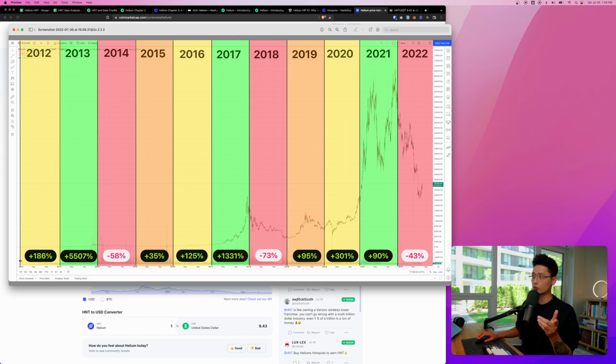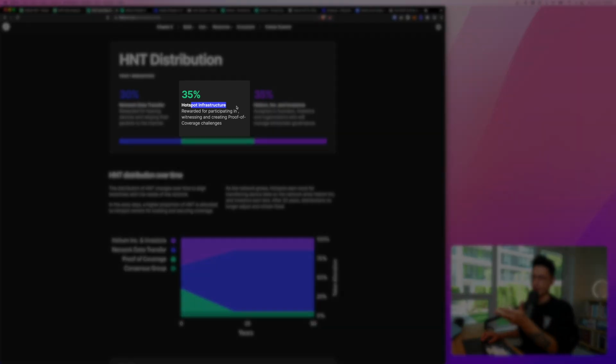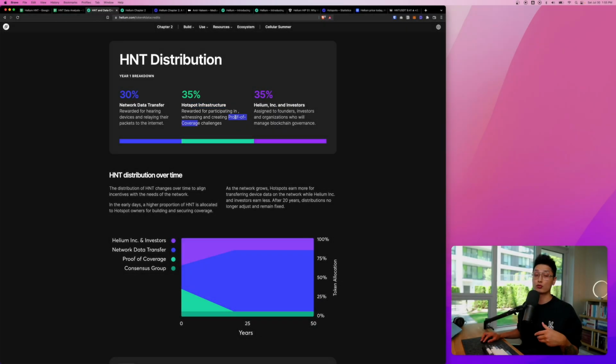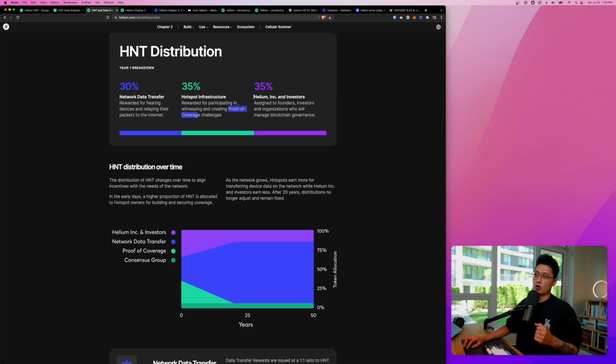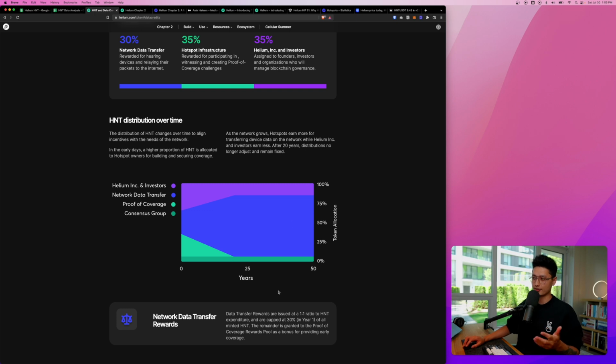And think about it, Helium Network came out around 2020, if I believe correctly. So it's only been 2.5 years. With that said, here is HNT's initial distribution chart, right? 30% to the data transfer, 35% infrastructure. A lot of us are actually focusing on this 35%, which is all of us as miners earning this proof of coverage. The remaining 35% goes to Helium Inc. and their investors. You can see here's a chart. This is a 50-year horizon. And the proof of coverage is going to actually diminish over time. Once we build the network and the coverage, it's all about the data transfer at that stage.